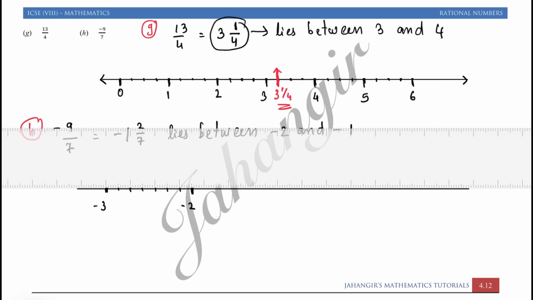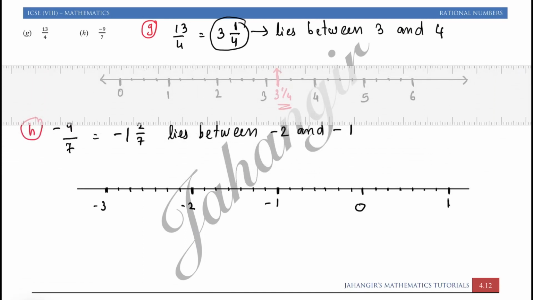As we are going to the right, the number increases. 1, 2, 3, 4, 5, 6, 7. Minus 1, 1, 2, 3, 4, 5, 6, 7. This is 0. Let me see if I can have one more. 1, 2, 3, 4, 5. I can get 1, 2, 3, 4, 5, 6, 7. This is my 1. So the number line is ready.